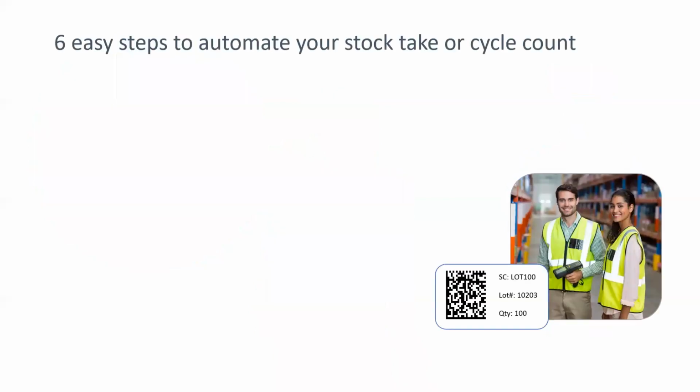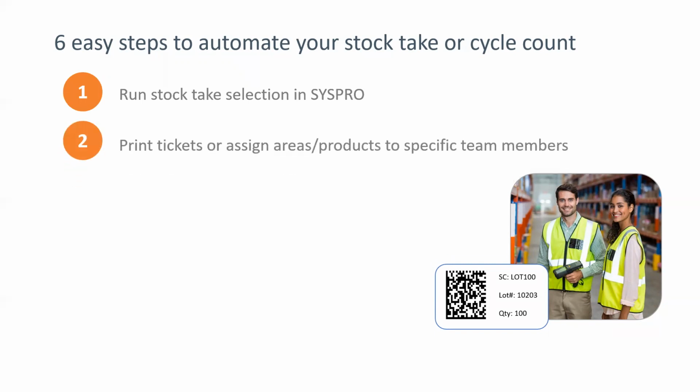So now that we've talked about the barcoding process and getting your warehouse ready to be labeled and what that looks like, let's talk about how that stock take or cycle count process is going to look with the solution. So you've now barcode labeled your inventory and you're ready to automate your next stock take or cycle count. And we've broken it into 6 high-level steps, which we'll go through in more detail as well. The first step in the process is going to run your stock take selection out of SYSPRO to find what you're counting. Once you've done that, you're going to print your tickets or assign your areas or products to specific team members on what they're going to be counting.